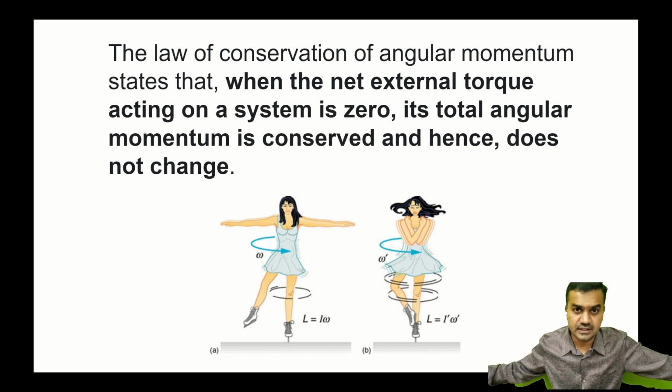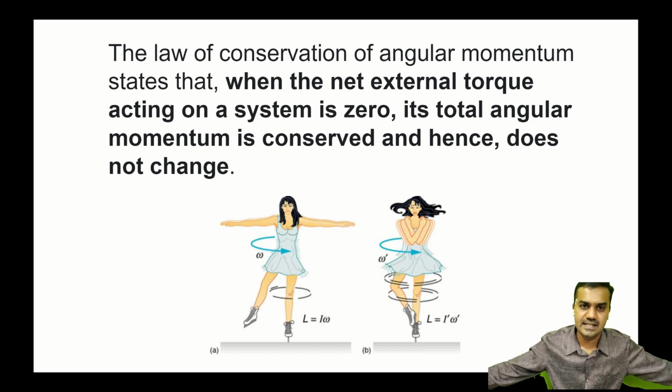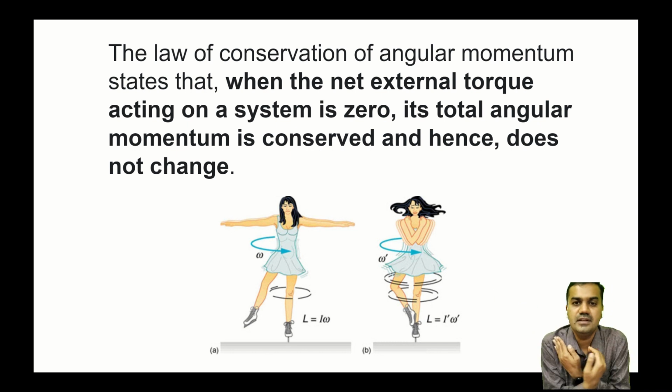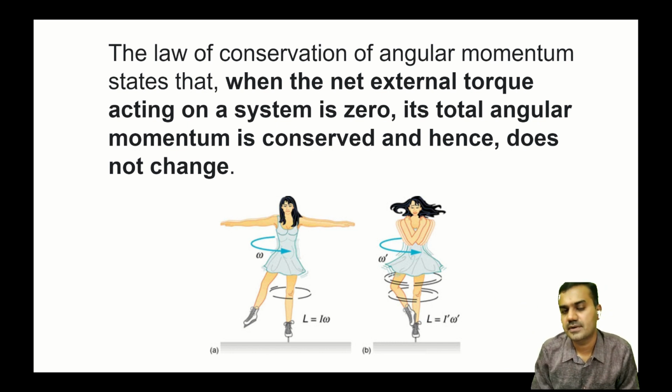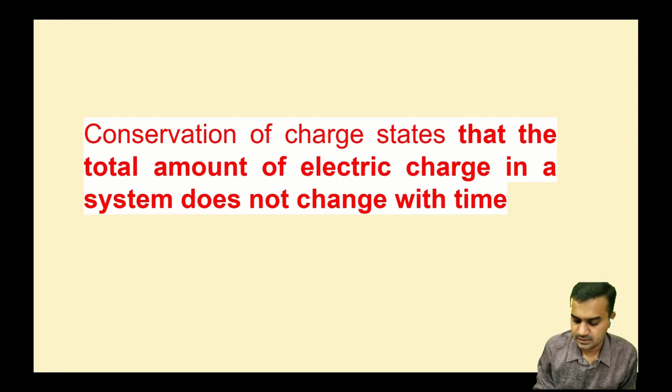So if you want to revolve in a very slow manner, then you have to expand your hands like this. If you want to go in a very fast manner, then your position should be like this. Why does this take place? It is due to the law of conservation of angular momentum.